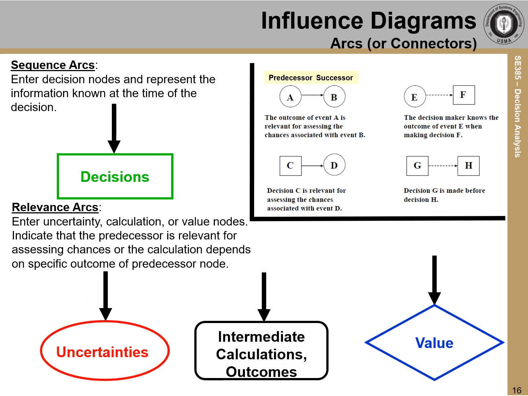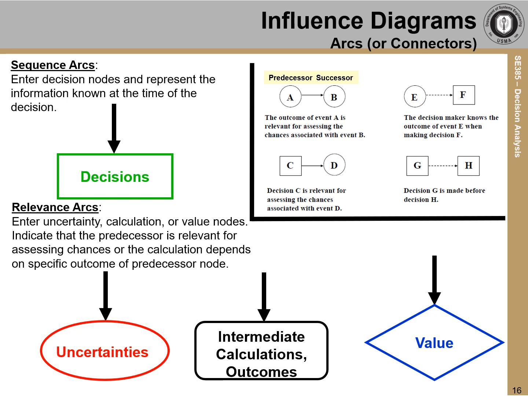So y'all are generally good about identifying the different types of nodes and whatnot. However, what tends to get confusing are the arcs and how to draw them. So there's 2 primary types of arcs. The first is a sequence arc. A sequence arc only points to a decision node. And what it implies is whatever the predecessor is has been resolved prior to that decision.